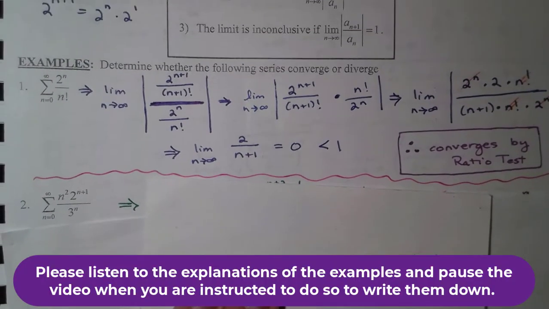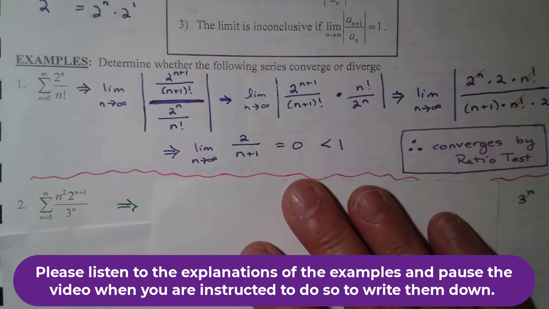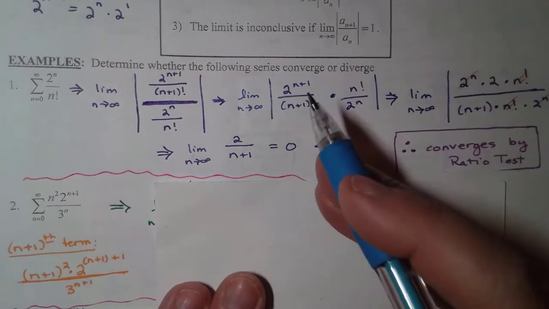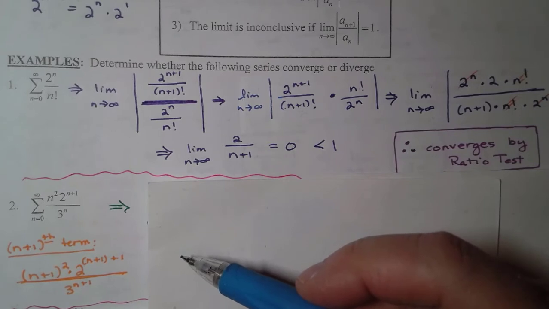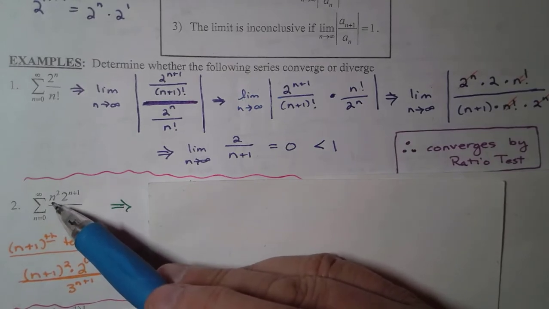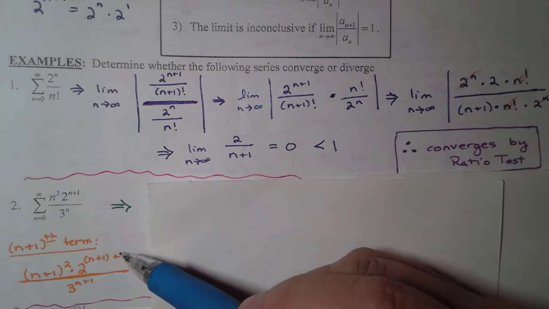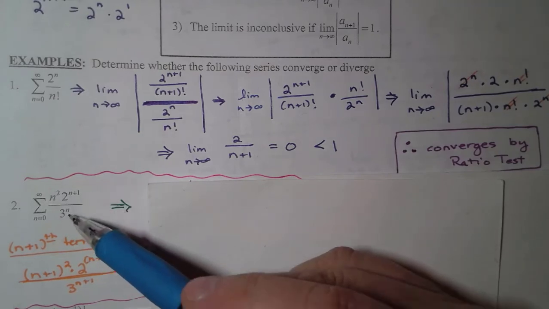Let's look at our next one. This is a good series for this test. Look at everything going on. So we know it's going to be the ratio. We've got to look at the ratio of the n plus 1th term over the nth term. Let's look at what happens. My n plus 1th term, everywhere there's an n, is going to go n plus 1. 2 to the n plus 1 plus 1 over 3 to the n plus 1.